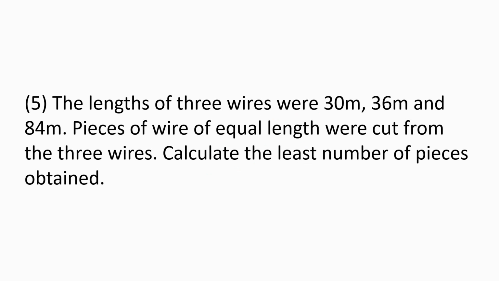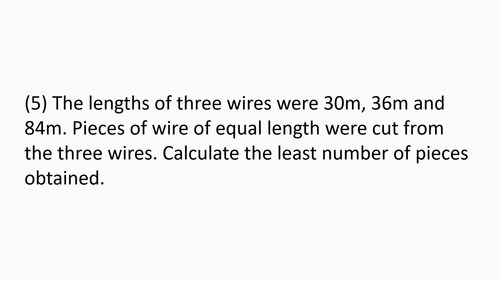Question 5. The lengths of 3 wires were 30 meters, 36 meters, and 84 meters. Pieces of wire of equal length were cut from the 3 wires. Calculate the least number of pieces obtained. So we need to obtain the least number of pieces. And remember that each piece was of equal length. And so we need to find the length per piece that was cut. And to do that, we find the greatest possible length per piece.